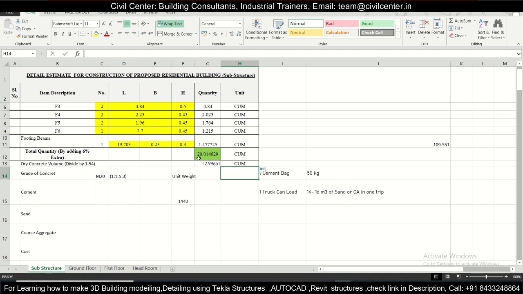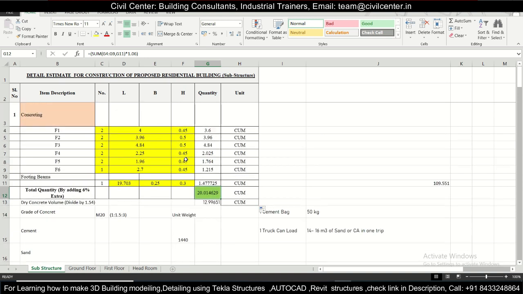So this is the quantity of concrete, that is the volume of the concrete, which is the wet volume. And now if you want to find out the dry volume of concrete, we can do that by multiplying it by 1.54. So this will be this value multiplied by this value.